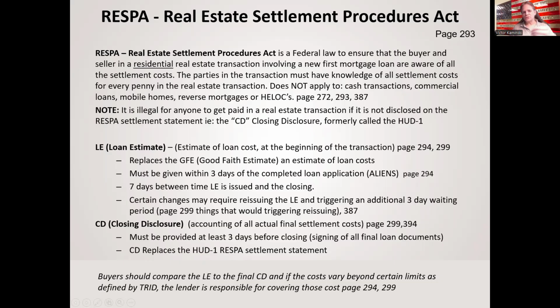In those cases, you could still use the old HUD-1, which used to be the HUD-1 RESPA statement. Now it's the CD, the new settlement statement. So it's illegal for anyone to get paid in a real estate transaction if it's not disclosed on the RESPA settlement statement. Now that's the CD, the closing disclosure. Formerly, it was called the HUD-1. The document was not just renamed, though. It was modified and changed.